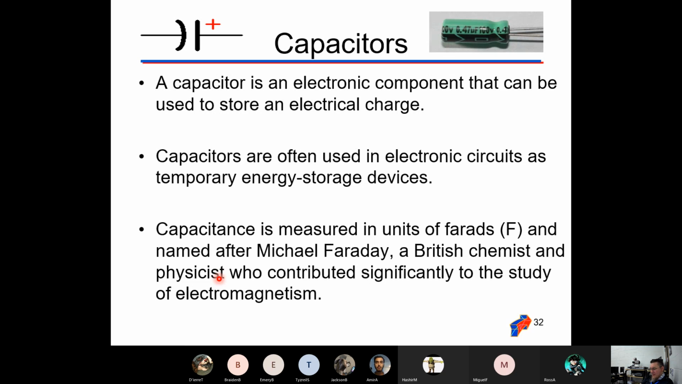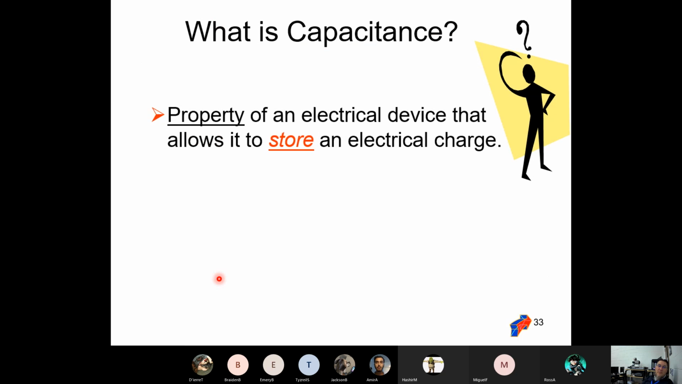Capacitors are interesting. We don't get into capacitors too much in this class. However, when you go further in electronics, you'll see that capacitors are actually really important in almost every electronic device that you have. I'm ready. You're ready? Well, then let's move forward. So what is capacitance? Capacitance is a property of an electrical device to be able to store an electric charge.